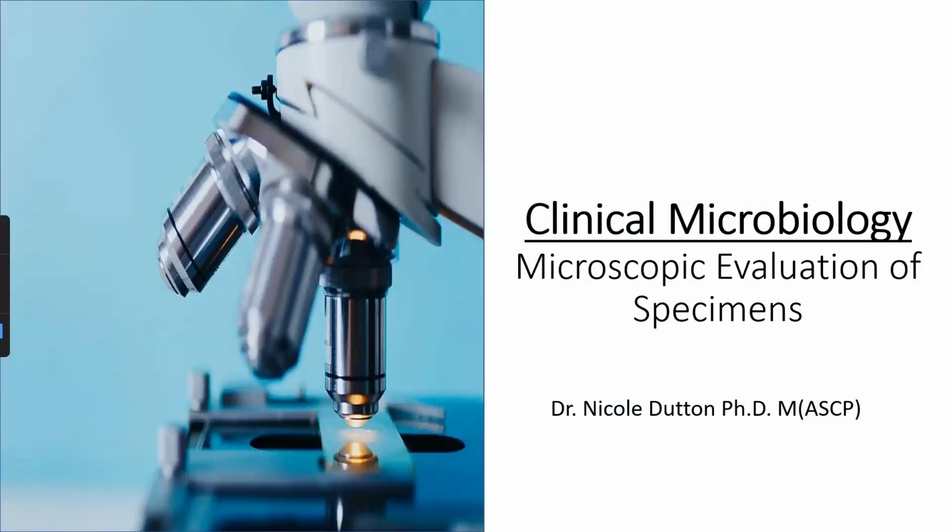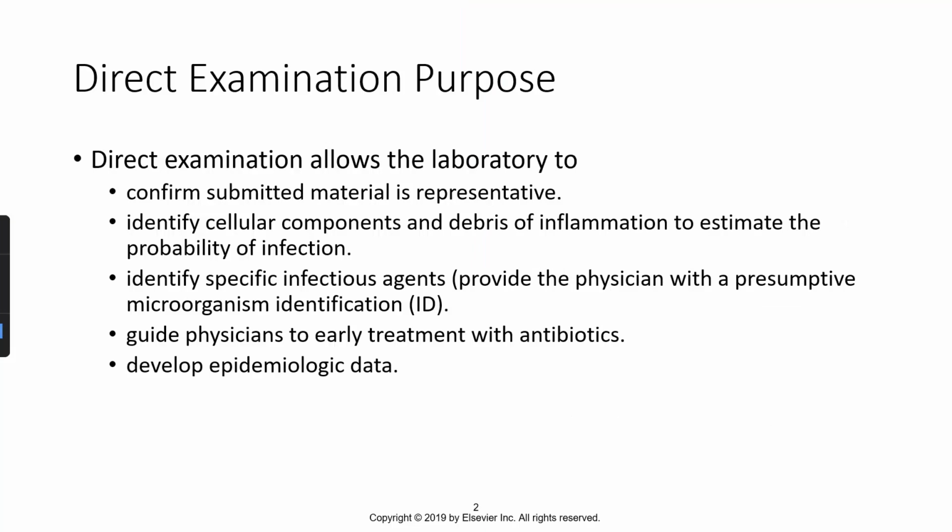Microscopic evaluation of specimens. When specimens come down to the lab, we have to make the decision whether we should look at it under the microscope right away or whether it's something that we should first culture. So with certain types of specimens, and we'll go through different specimen types a little bit later, it's going to be important to get some preliminary information up to the floor.